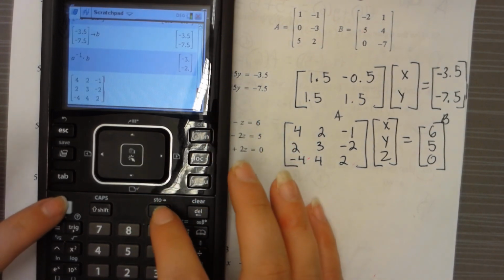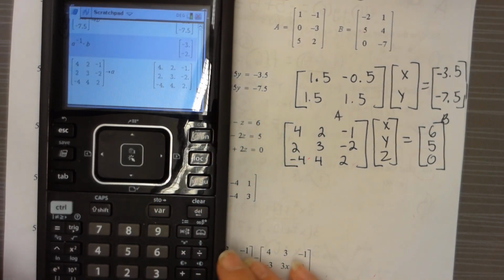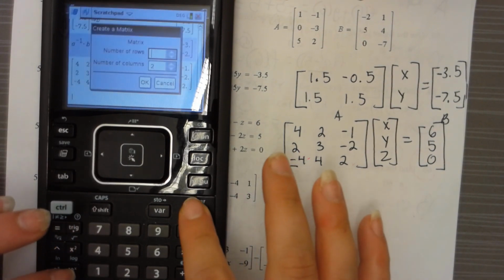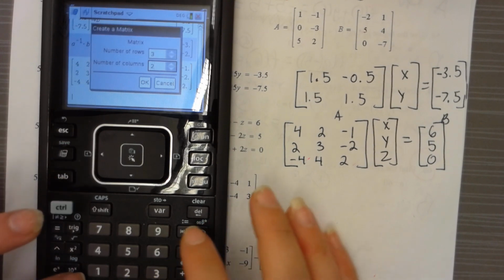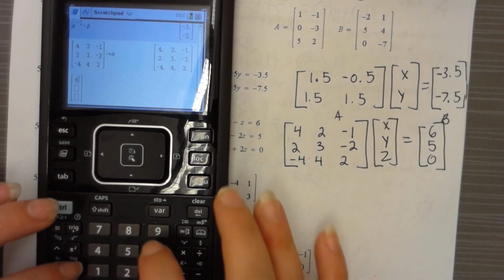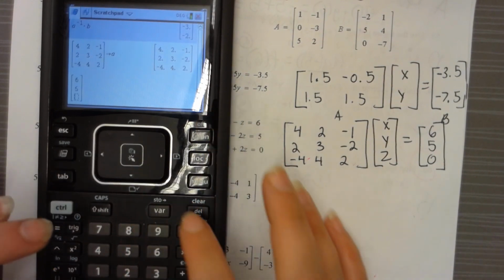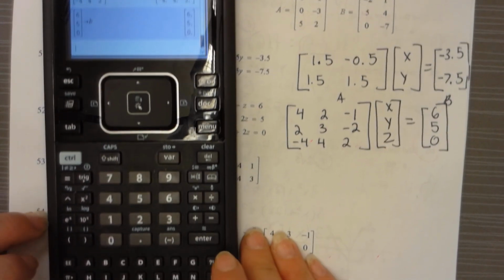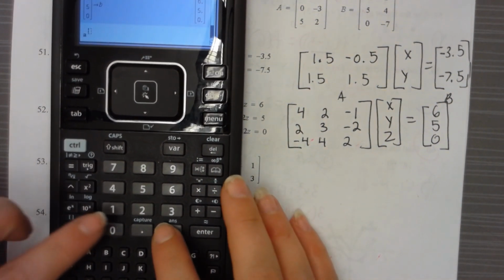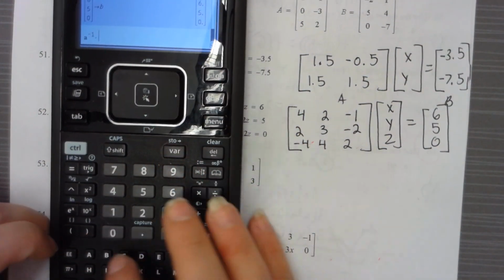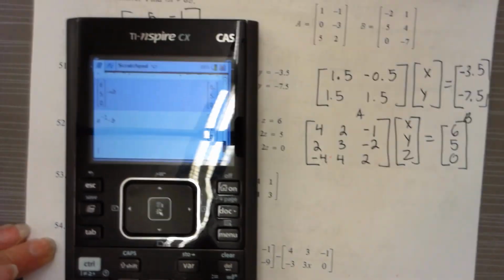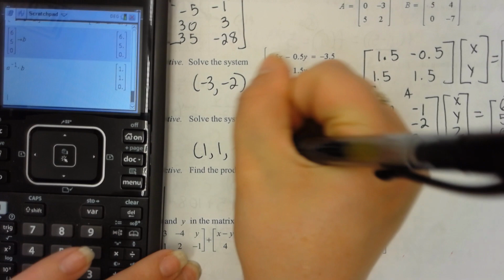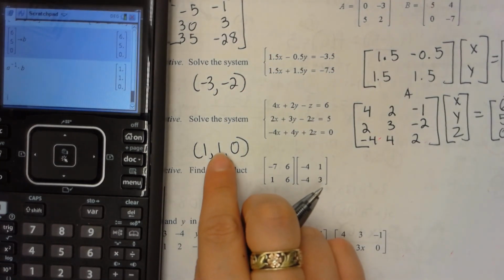Okay, and then we're going to hit Control Store, and again, I'm going to store that as A. So again, matrix, create matrix. This time I want a 3 by 1. So 6, 5, 0. And again, I'm going to Control Store B. So then again, I can type in A to the negative first times B to get my answer. So this would be my answer, and again, we want to write that as a coordinate point. So the coordinate point would be 1, 1, 0. So this means X is 1, Y is 1, Z is 0.